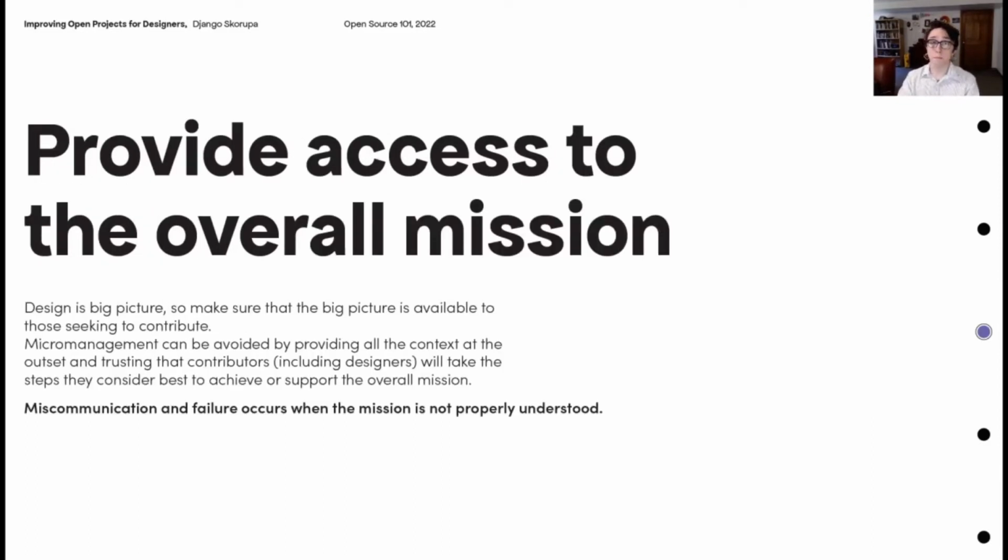But if you can't do that, provide access to everything in the overall mission. Design is, if you hadn't already guessed, very big picture. Make sure that that big picture is available to those seeking to contribute. We can avoid this sense of micromanagement in projects by providing all of the context at the outset and then trusting that the contributors, which in this case does include designers, take the steps that they consider best to achieve and support the overall mission. This means letting it go a little bit and assuming that you've provided all of the context, absolutely everything necessary, so that they'll be able to succeed.